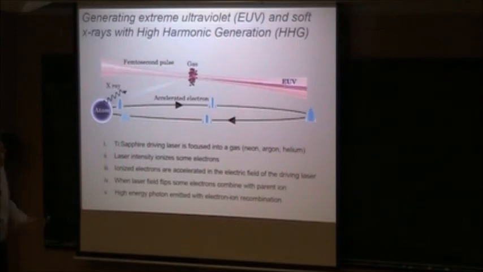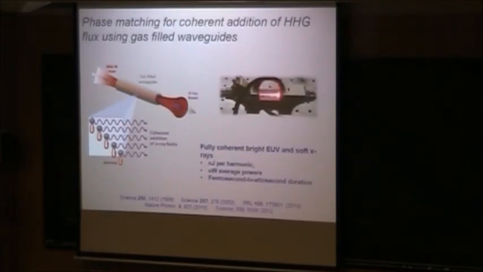However, what we want is a long interaction region in this gas so that we can get more flux out of the generation. So what we do is take a waveguide and fill it with the gas. By a combination of the kind of gas, the kind of waveguide, the intensity of the laser, and the pressure of the gas inside the waveguide, we can balance these different variables in order to get coherent addition of the X-rays.